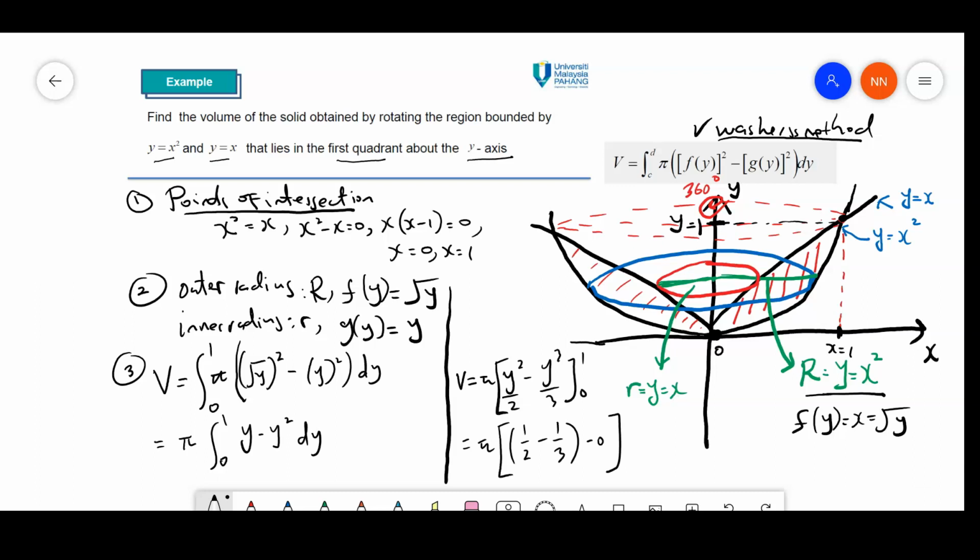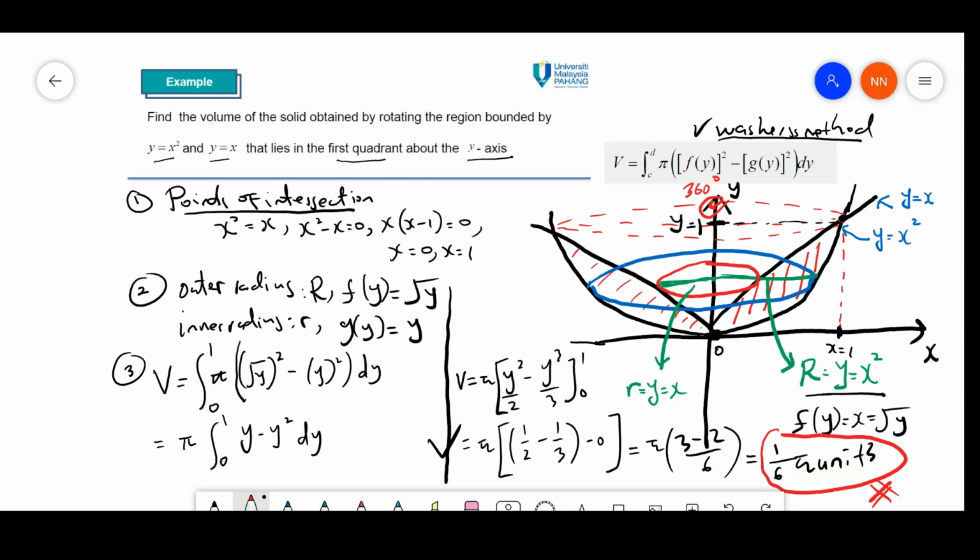Alright. If I simplify this, I should get pi times (3 minus 2) over 6. Therefore I should get 1 over 6 pi unit cubed. So this should be my volume. Alright, 1 over 6 pi unit cubed.